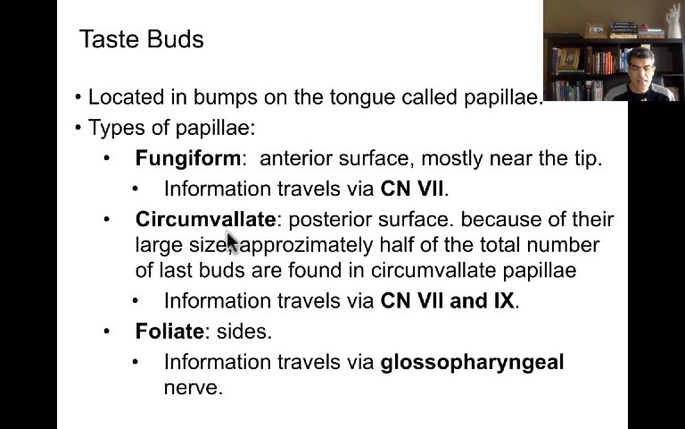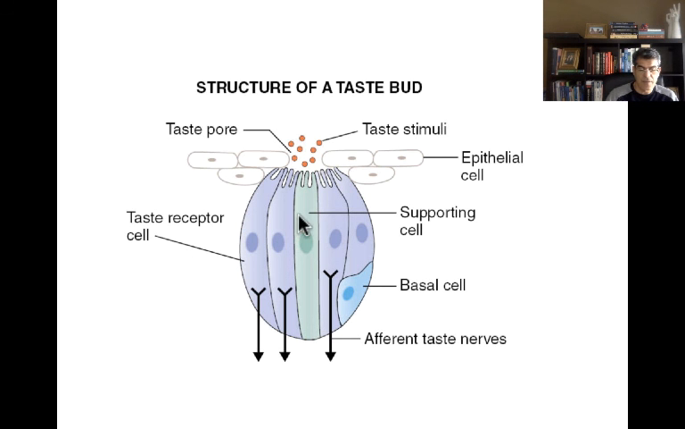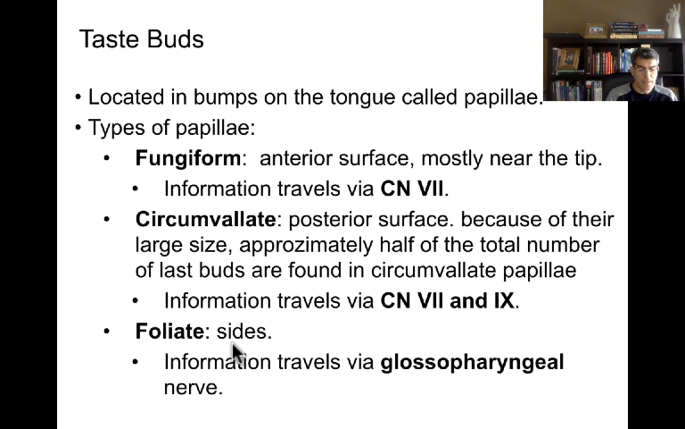Circumvallate papilla sends information to the brain through cranial nerve 7 and 9, mostly 9. The taste buds inside the circumvallate grab the information and send it to the brain. And the nerve that takes this information to the brain is cranial nerve 7 and 9, mostly, of course, 9. We said foliate is the one that is on the side of the tongue. They're going to send the information about the taste through cranial nerve 9, or it's called glossopharyngeal.